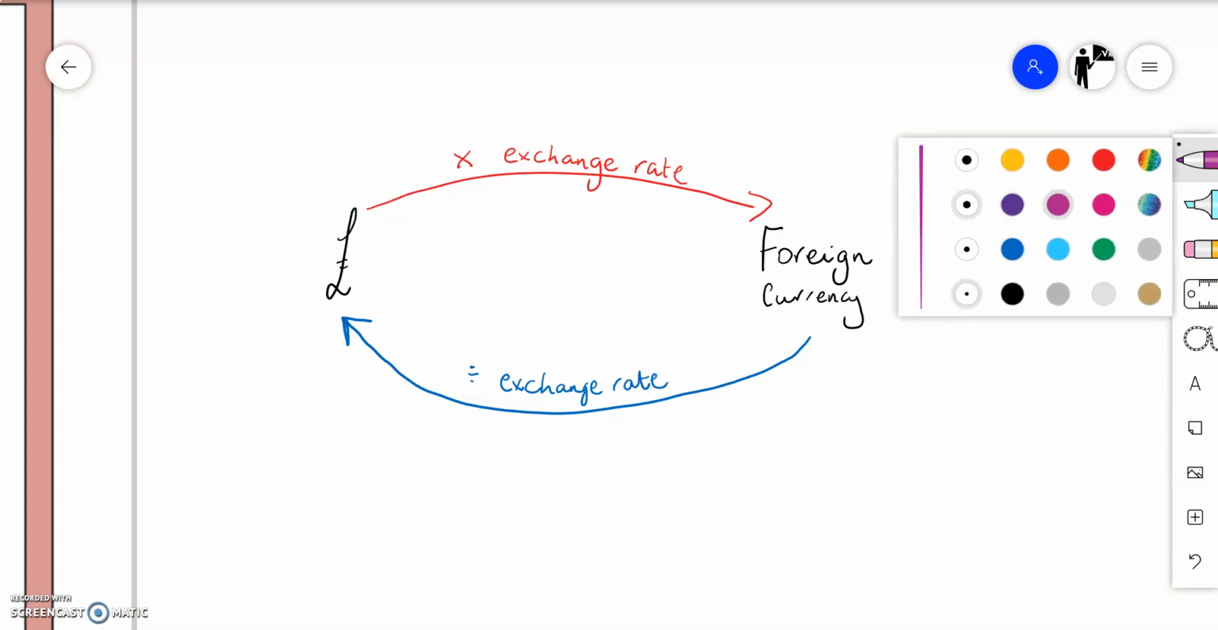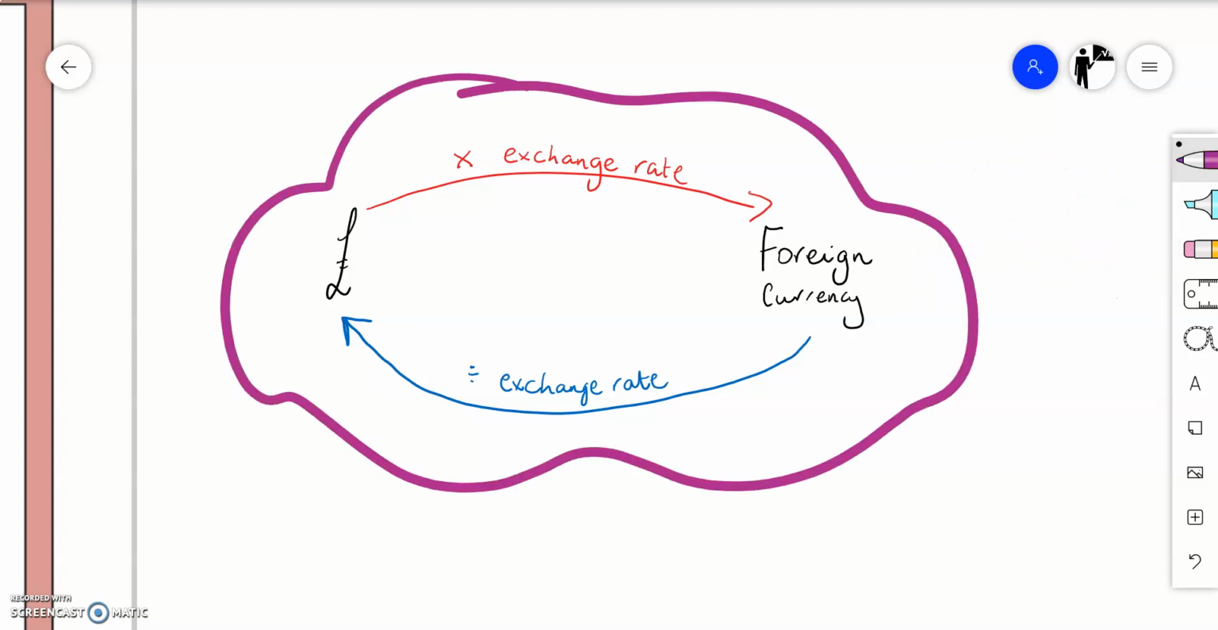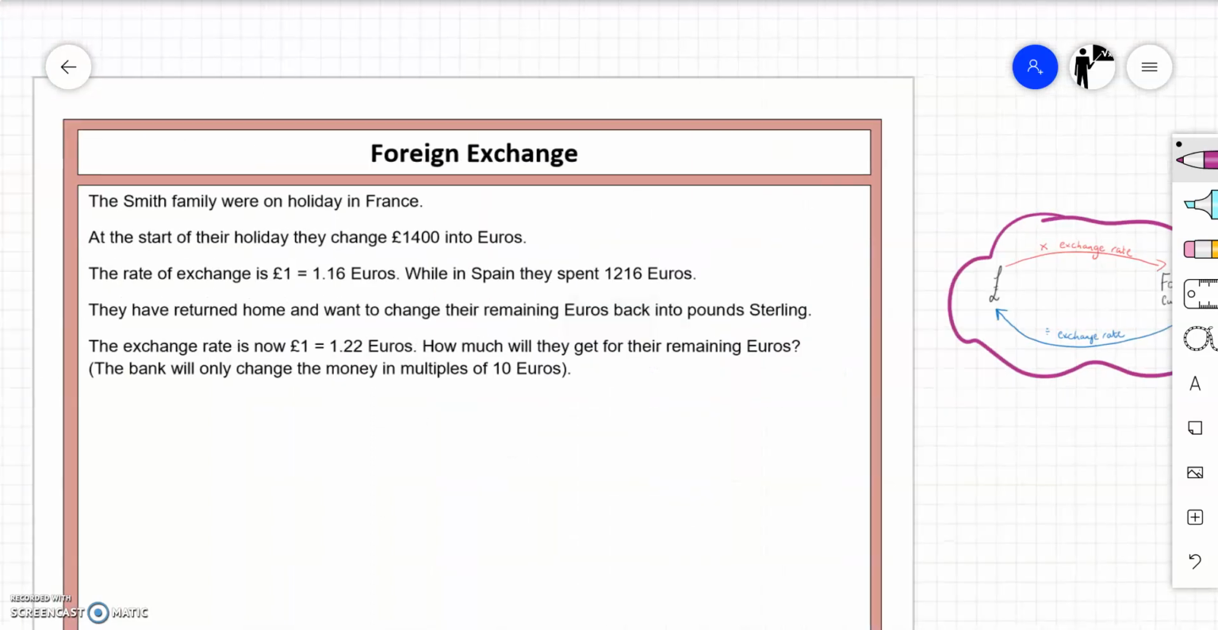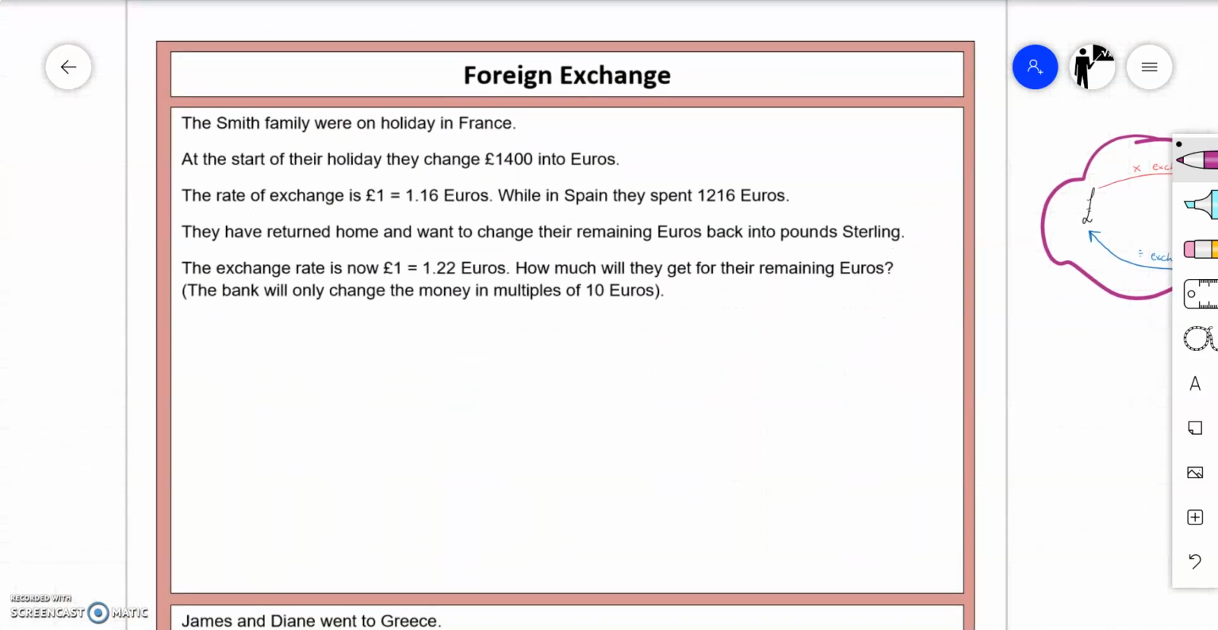Once we've got this, we can access this question. I might refer to this a few times. The Smith family were on a holiday in France. At the start of the holiday, they changed £1,400 into euros. So they're changing pounds into euros. The exchange rate is £1 is 1.16 euros. While in Spain they spend this amount, they have returned home and want to change the remaining euros back into pounds. The exchange rate is £1 is 1.22 euros. How much will they get for the remaining euros? The bank will only change money in multiples of 10.